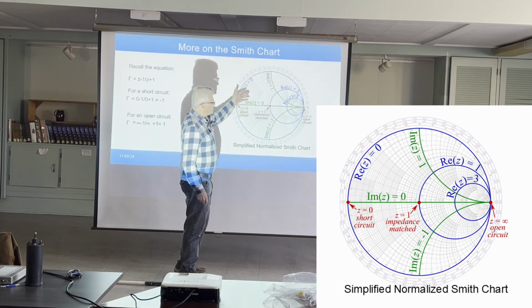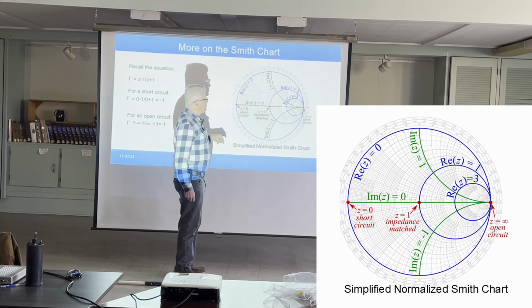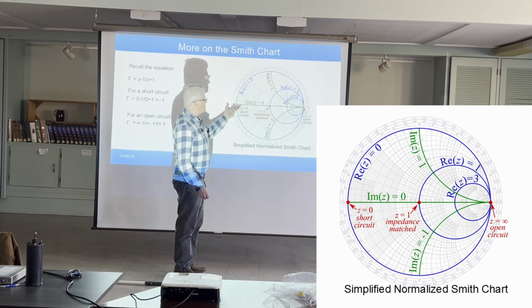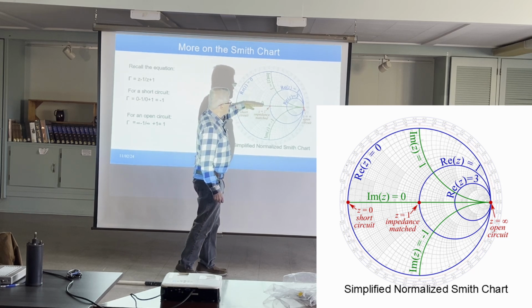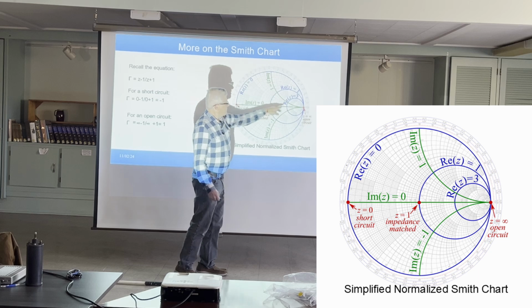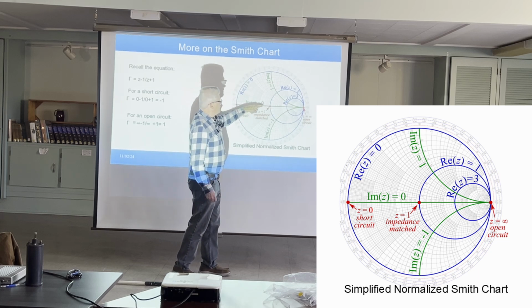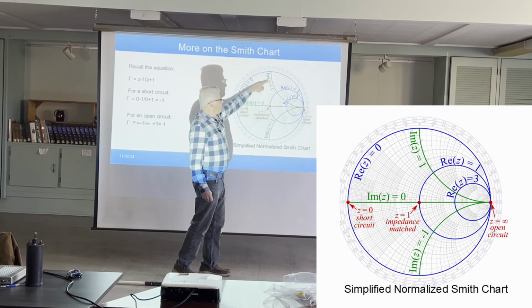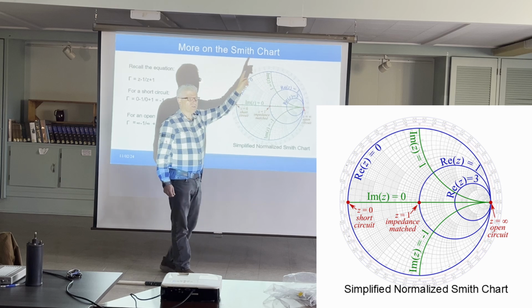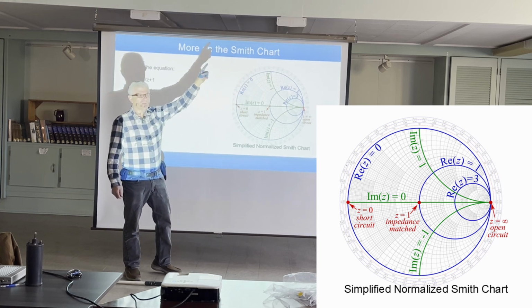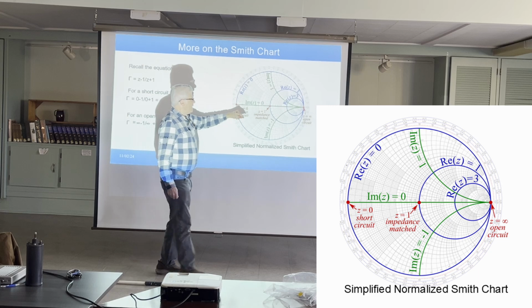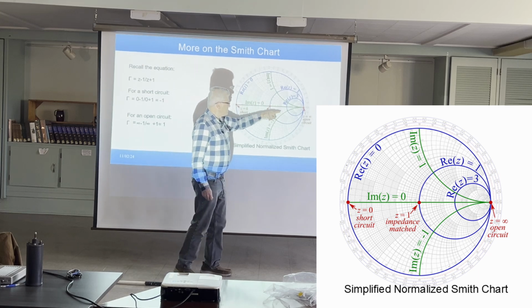So we can display impedance on one of these things. Well, impedance has two components. It has resistance and it has reactance. So whatever is above this impedance line is a positive number. So positive reactance is what? Do we know what that is? Inductance, right? And negative reactance is capacitance.